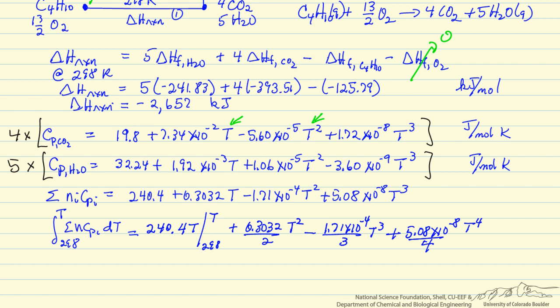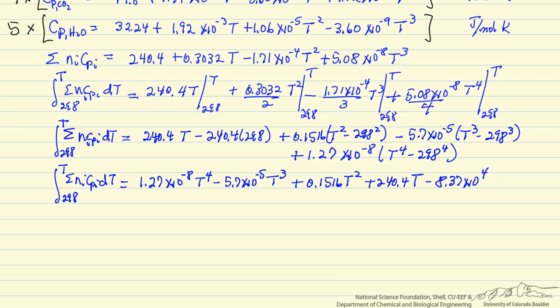So I've shown the integration here, and then we can substitute in the two limits. So these are each now evaluated between 298 and the final temperature. So the numbers were substituted in, and then the equation was simplified to a polynomial.